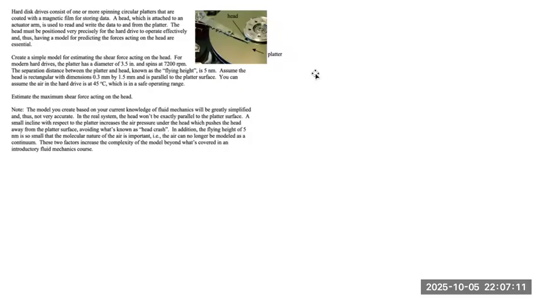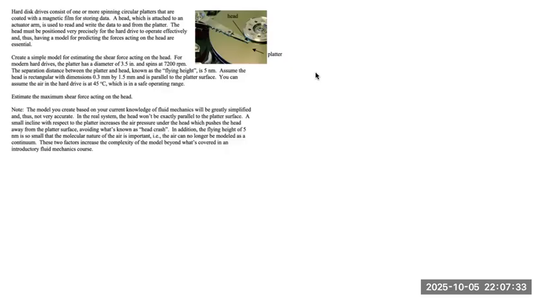Hello everyone, today we're going to work through this problem of fluid mechanics, so let's go ahead and read through the problem first. Hard disk drives consist of one or more spinning circular platters that are coated with a magnetic film for storing data. A head which is attached to an actuator arm is used to read and write the data to and from the platter.